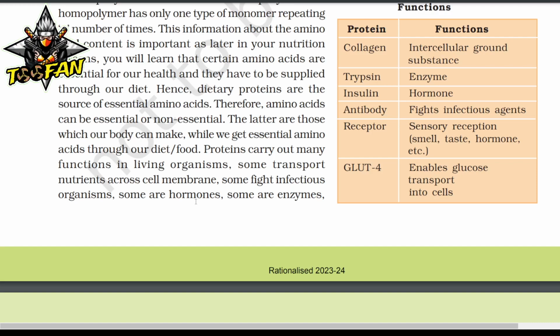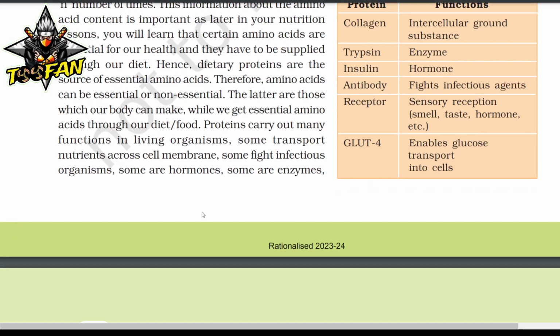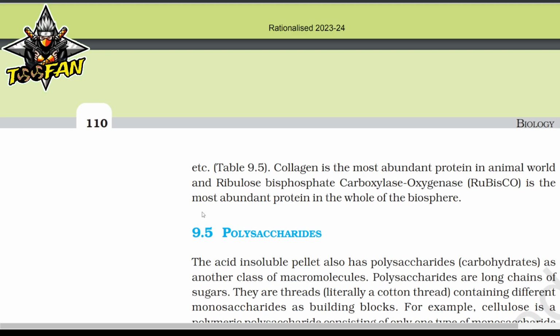While we get essential amino acids through our diet or food, proteins carry out many functions in living organisms. Some transport nutrients across cell membranes, some fight infectious organisms, some are hormones and some are enzymes, etc. Collagen is the most abundant protein in the animal world, and ribulose bisphosphate carboxylase oxygenase, Rubisco, is the most abundant protein in the whole biosphere.